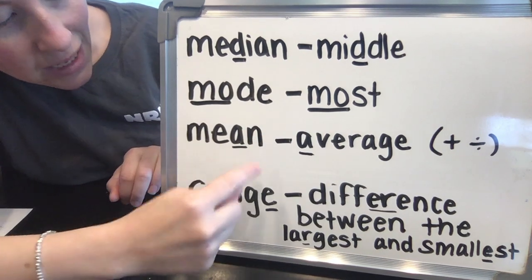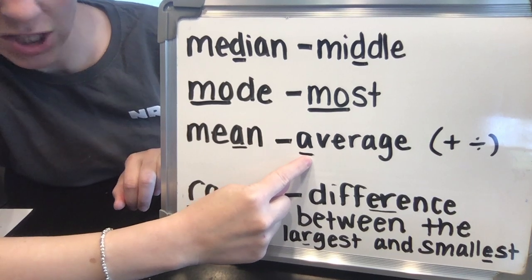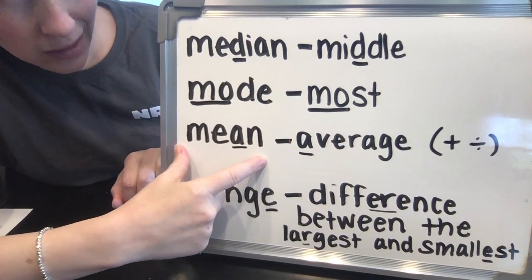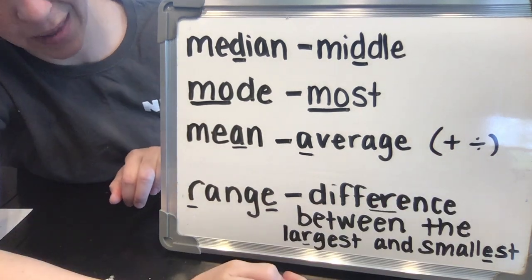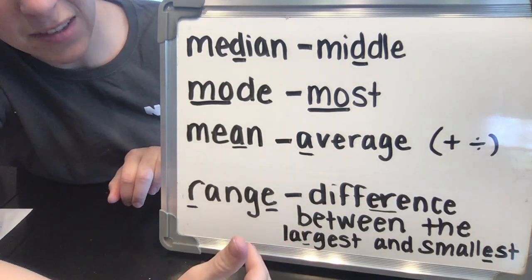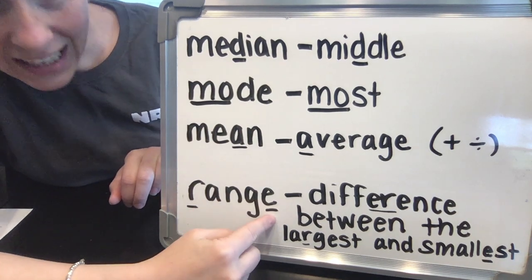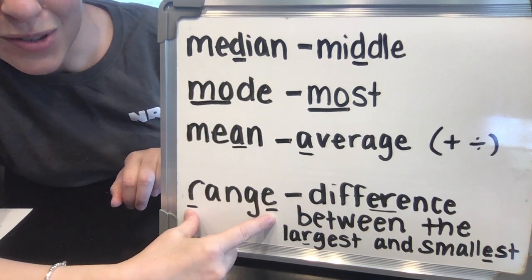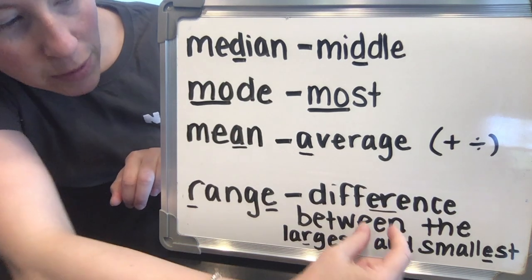The mean, we have this A here, and this A reminds me that it's also called the average. I also say that the mean is mean, as in it's not nice, because it gives us 2 steps we have to do mathematically. We have to add our numbers and then divide by how many there were. And then the range, we have an R and an E. They're separated, so those represent the smallest and the largest numbers in our set of data, and we're finding the difference.